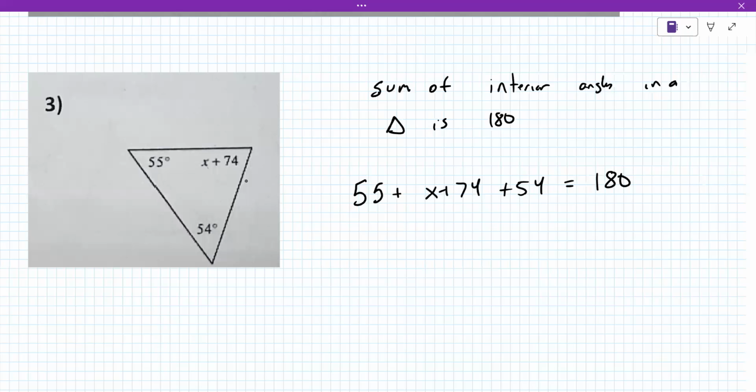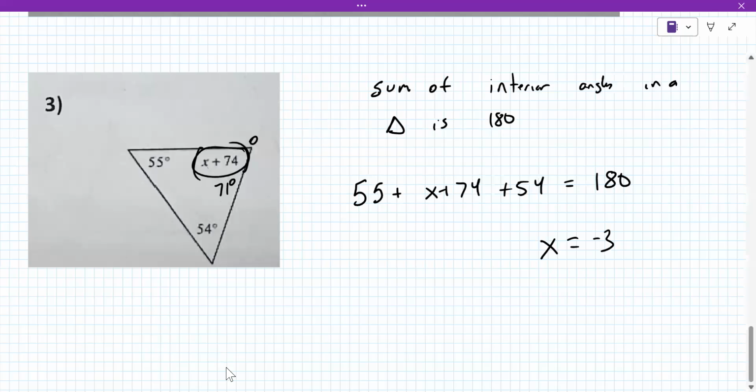X can be negative. I know that it might be weird, but X could be negative. I think it's -3. It is, yes. X is not the angle, it's just the number that creates the angle. So if you wanted, the angle is 71 degrees. Oh, okay. I think I can.